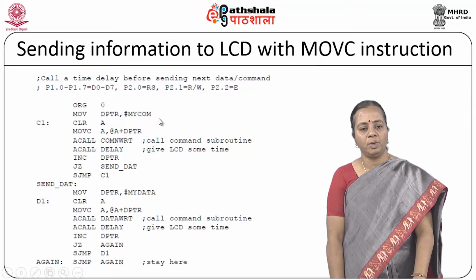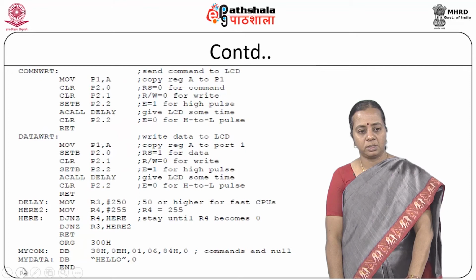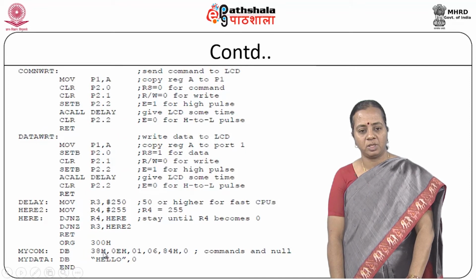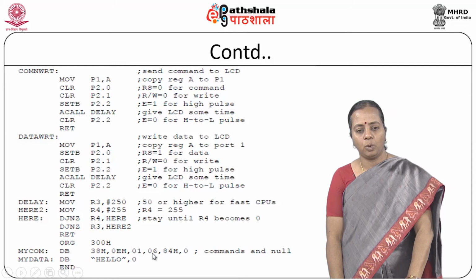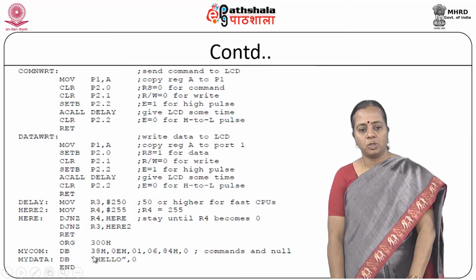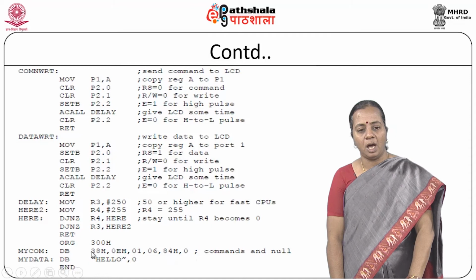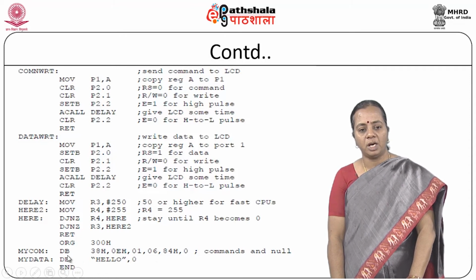So, MYCOM is nothing but the address space where I wanted to give that particular address to this particular one. Now, CLR A, MOVC, because I am reading it from code. So because of that MOVC A, @A+DPTR. Now, I have read the command at my MYCOM. So, DB is first 38H, then 0EH and 01, 06, 84H and 0. So, my command statements are written continuously starting from this MYCOM location, incremented one after one, and I have written till I am getting a 0.